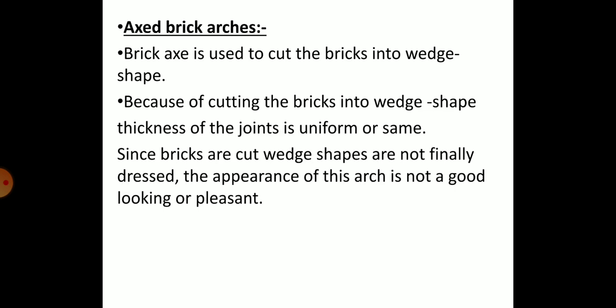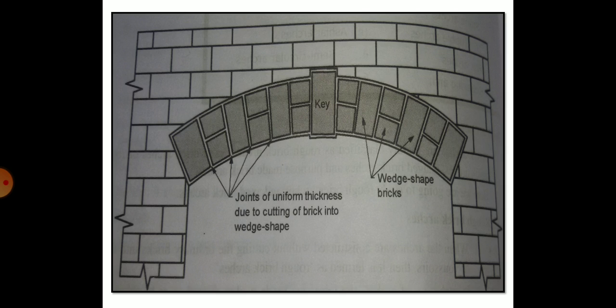Also the bricks cut to the wedge shape are not finally dressed, and the appearance of this arch is not good looking or pleasant. You can see here, these are the joints of uniform thickness due to the cutting of the brick into the wedge shape, and here is the wedge shape brick. Okay, this is the key.